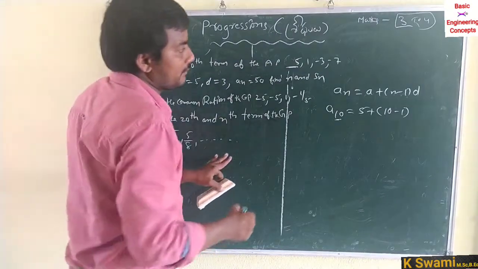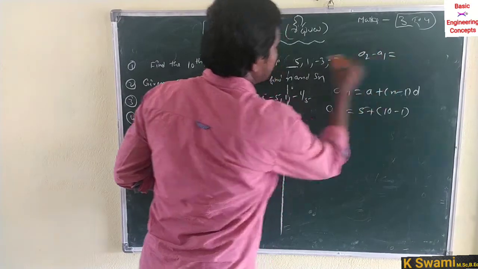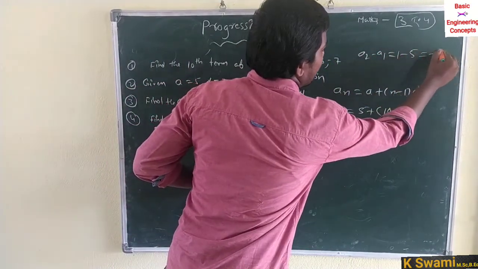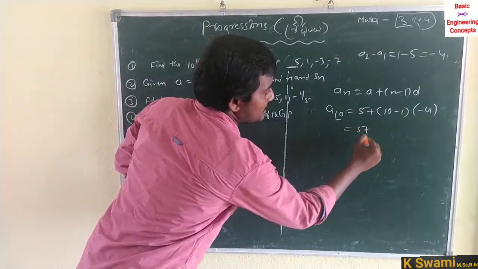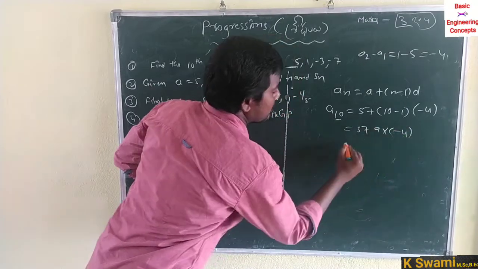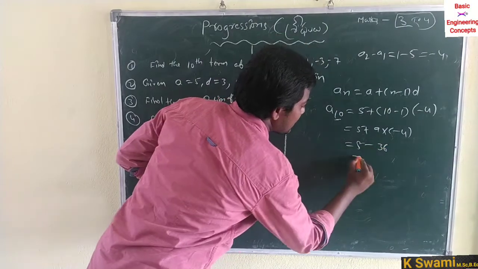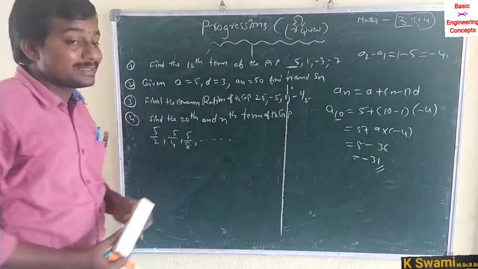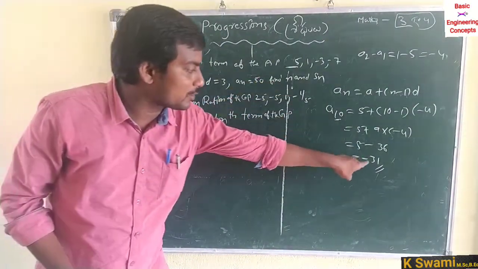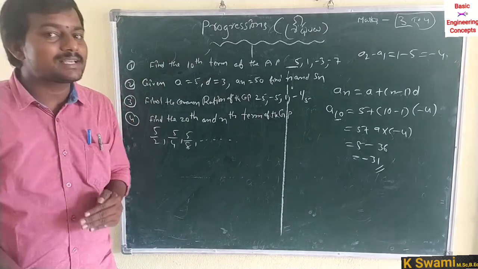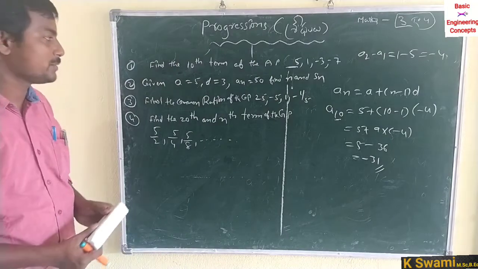Common difference means A2 minus A1. A2 minus A1 means 1 minus 5 is equal to minus 4. So 5 plus 9 into minus 4, so 5 minus 36 is equal to minus 31. The 10th term in the given series in AP is equal to minus 31. ఇచ్చిన శ్రేణిలోని 10వ పదము ఏమవుతుందంటే మైనస్ 31 అవుతుంది అని చెప్పొచ్చు అనమాట.